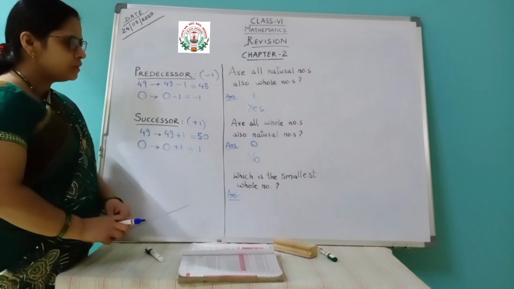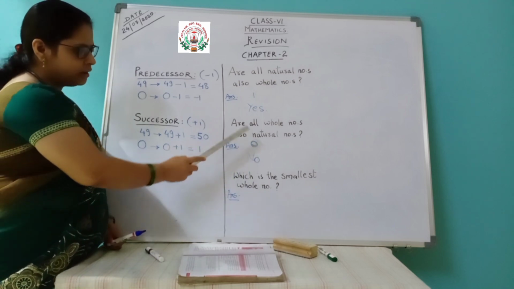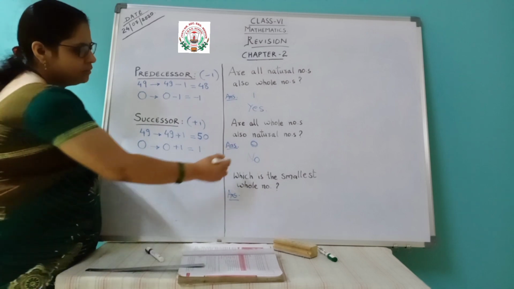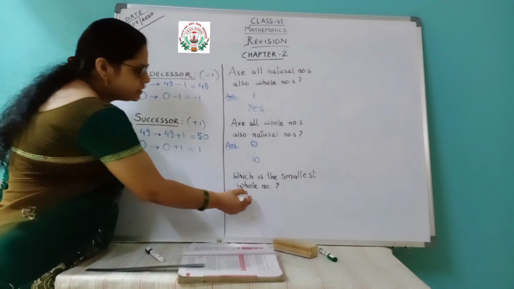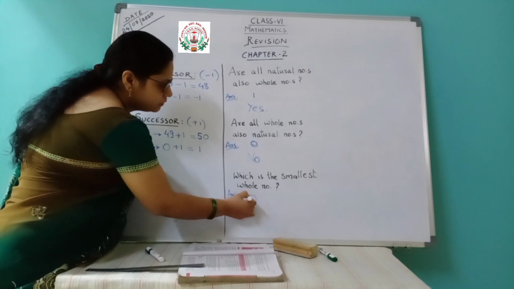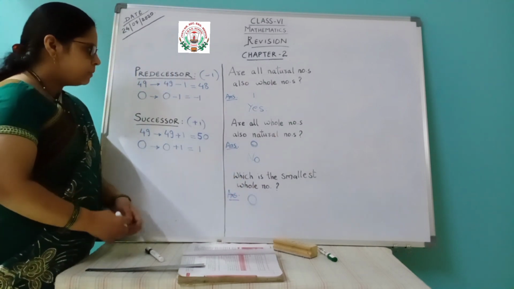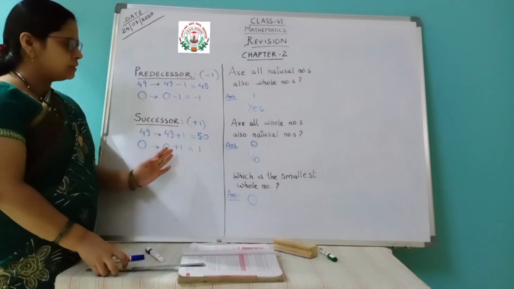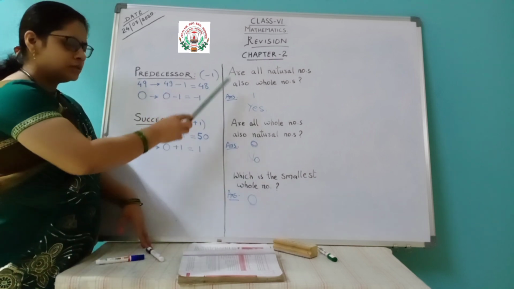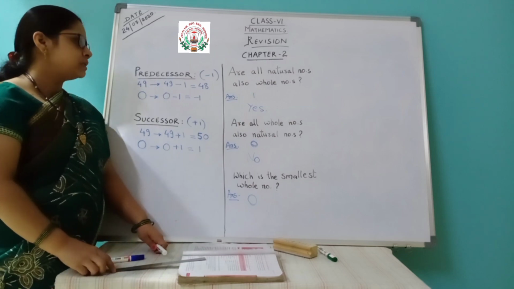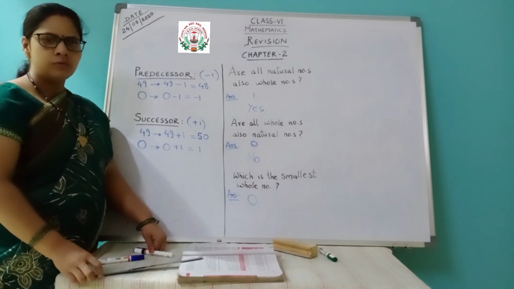Now, next question. Just now I have said, which is the smallest whole number? Written here, the smallest whole number is 0. So predecessor by doing minus 1, successor by doing plus 1. These are the try this questions. Some questions are given in the try this box for finding successor and predecessor, that also you do practice.